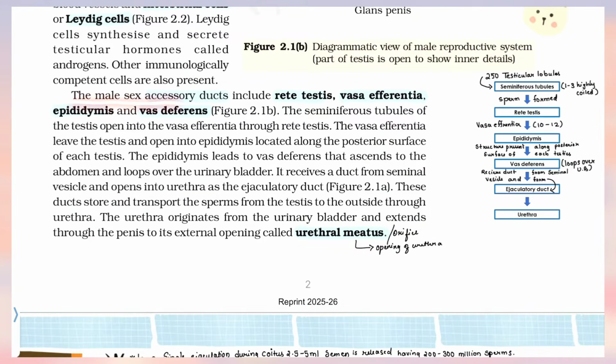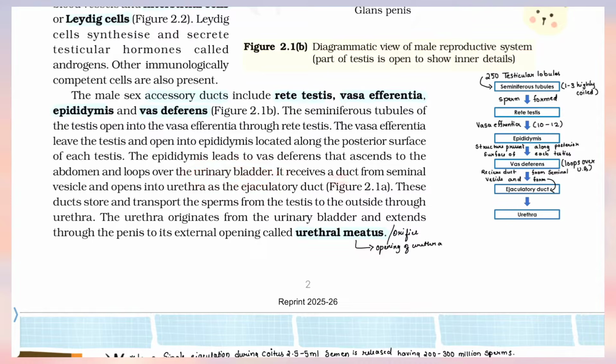The male accessory ducts include rete testis, vasa efferentia, epididymis, and vas deferens. The seminiferous tubules of the testis open into the vasa efferentia through rete testis. The vasa efferentia leave the testis and open into epididymis, located along the posterior surface of each testis. The epididymis leads to vas deferens that ascends to the abdomen and loops over the urinary bladder.